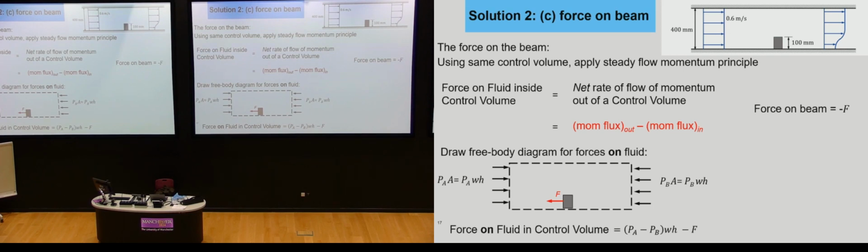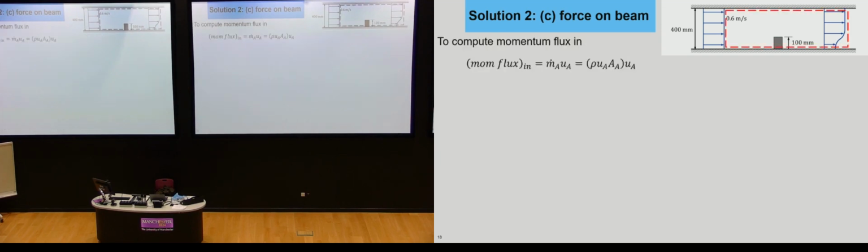Now we just have to work out the momentum fluxes, and then we've done the question. So let's compute the momentum flux in. That's the easy one because we've got uniform flow at the inlet. Well, your momentum flux is basically mass times velocity, okay? But it's a flux, so we have the mass flow rate, m dot A times uA. Well, we know those quantities, so that's rho times uA times AA times uA.